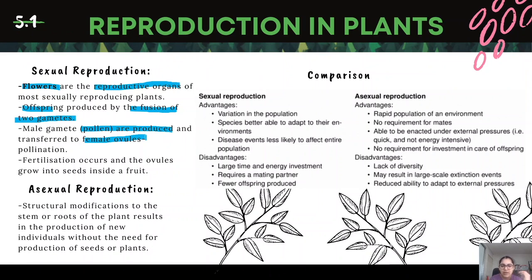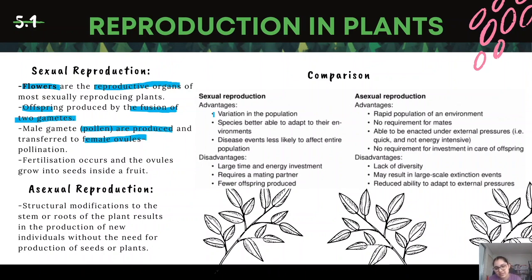So let's have a look. Now with sexual reproduction there are lots of advantages. The first one is variation in population. That's always the advantage of sexual reproduction. Then the fact that species are better able to adapt to their environment, and obviously if they're better able to adapt, then that aids with the whole natural selection process as well, and survival of the fittest, and disease events are less likely to affect the entire population.